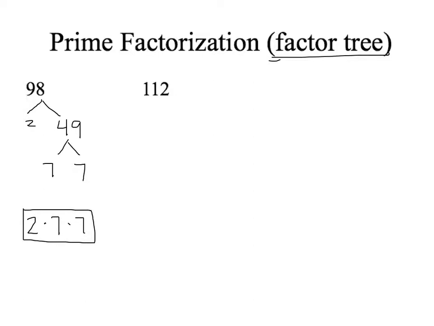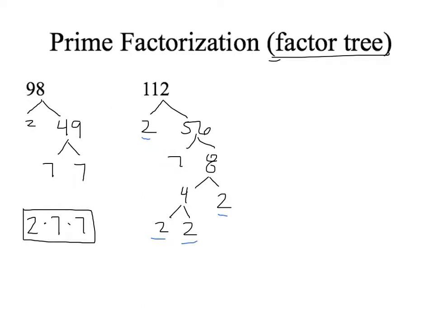Right now you should pause the video and see if you can do the same thing except with 212 by yourself. So for 212, I'm going to pick that 2 times 56 is equal to 212. 7 times 8 is equal to 56. 4 times 2 and 2 times 2. Now when I write this out, I look here and I have 1, 2, 3, 4 2's. So a shorter way to write this would be 2 to the 4th times 7. You only pick the numbers that do not have branches.